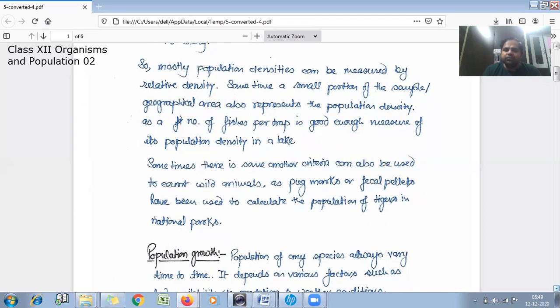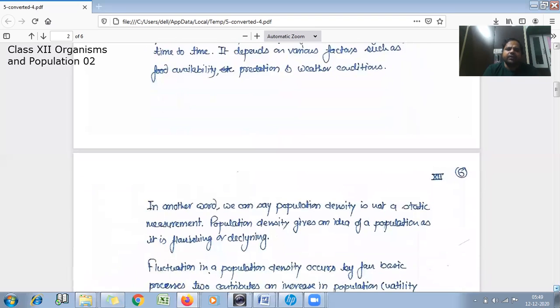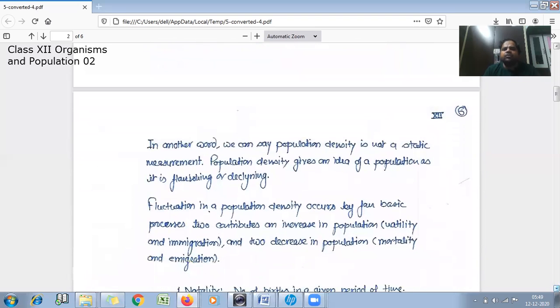Now we will see what population growth is and how population growth occurs. The population of many species always varies from time to time, and it depends on various factors such as food availability, predation, weather conditions, etc. In other words, we can say that population density is not a static measurement. It will change from time to time.